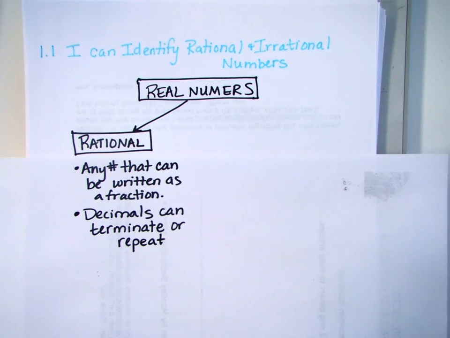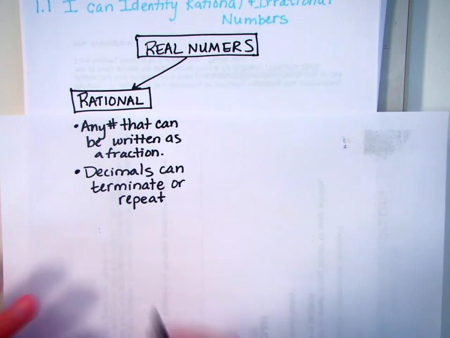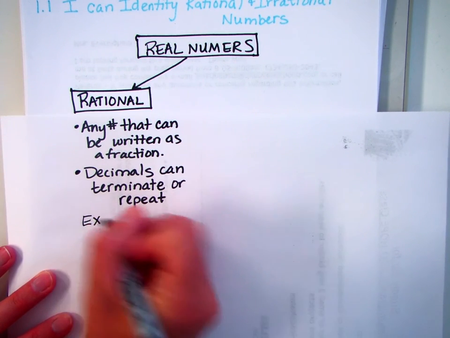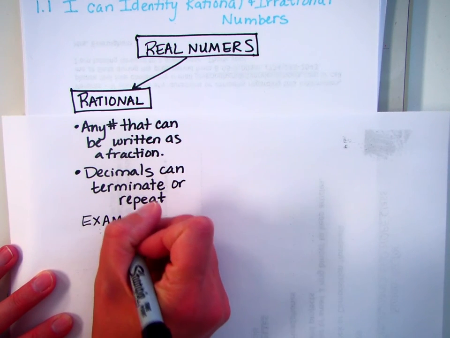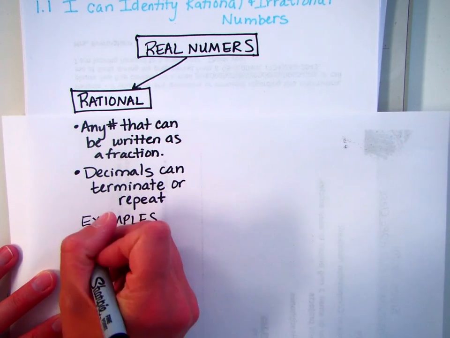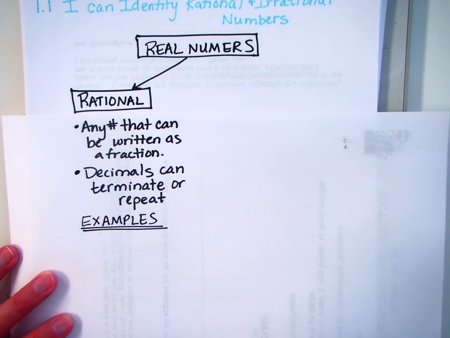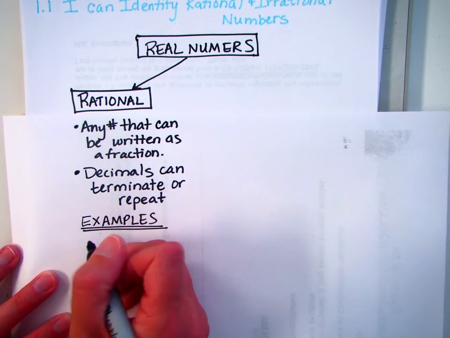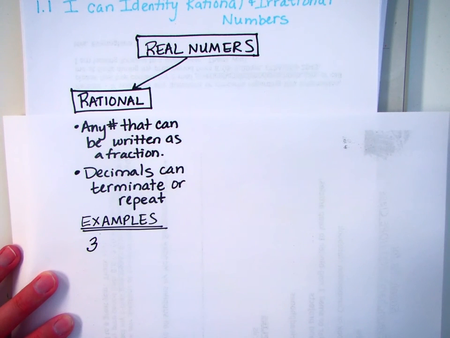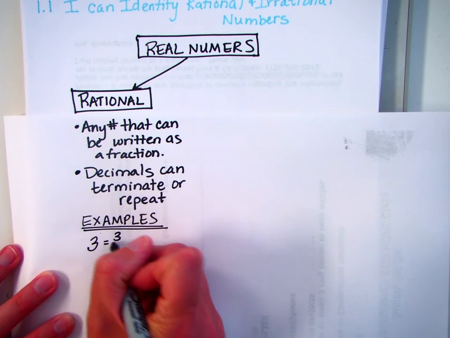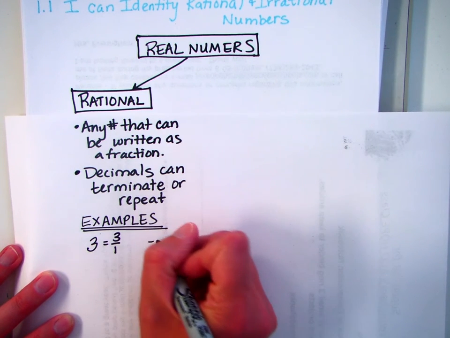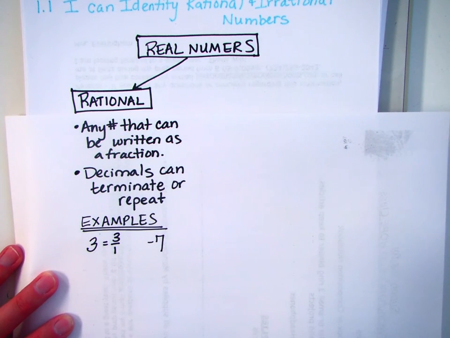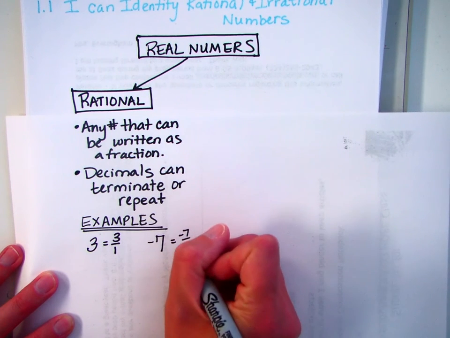Okay. So let's list out some examples of numbers that would fall under our rational category here. Okay, we started with whole numbers, like the whole number 3. 3 is rational. We can write that as a fraction. Any whole number we can put over 1. Negative numbers as well. Integers fall under rational numbers. I can take negative 7, make it negative 7 over 1.